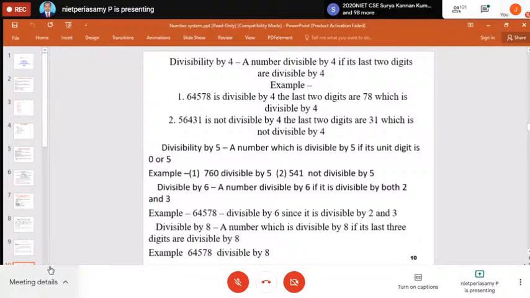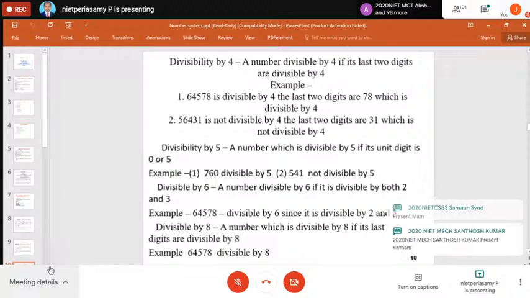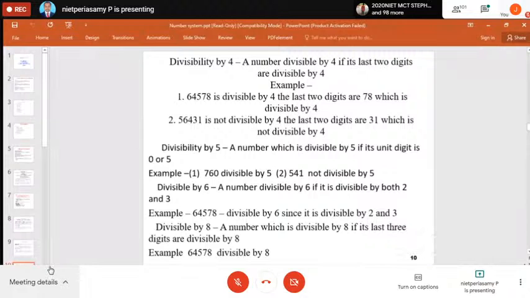Next one is divisibility by 4. In a given numeral, if the last two digits are divisible by 4, then the whole number is divisible by 4. Now go to the first example, 64,578. In this 64,578, the last two digits are 78. 78 is divisible by 4, so the whole numeral 64,578 is divisible by 4.